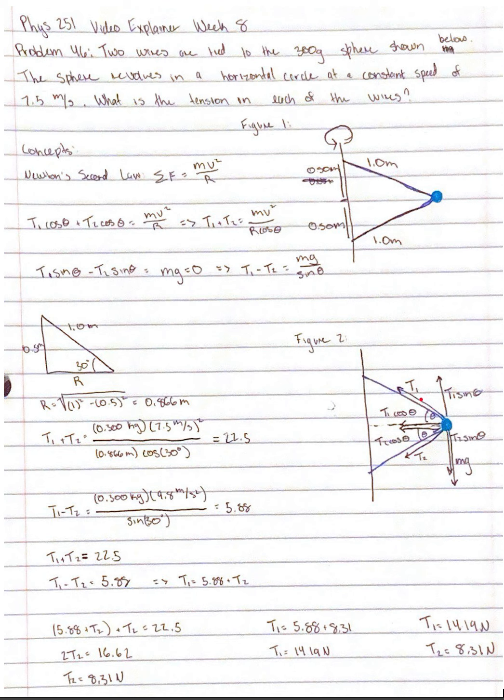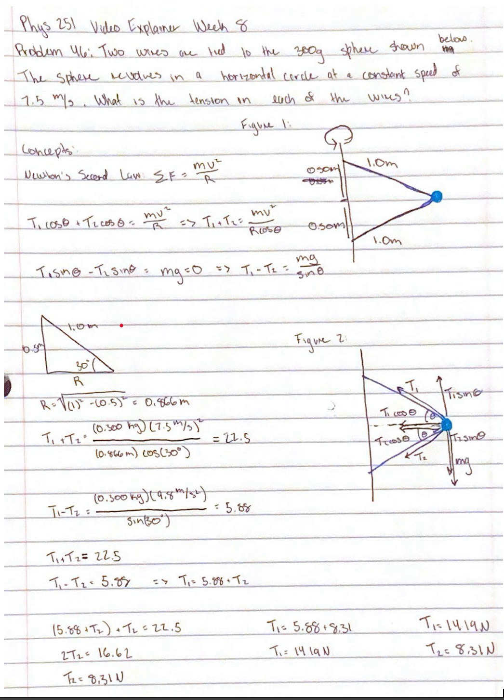Here we have the tension caused by the top string, this is T1, and the tension caused by the bottom string is T2. For the remainder of the problem, T1 will refer to the top string and T2 will refer to the bottom string, or the bottom wire. The sphere also experiences tension in both the horizontal and vertical axes. Those are given by T1 and T2 times sine for the vertical axis and T1 and T2 times cosine for the horizontal axis. This little dashed line is our radius.